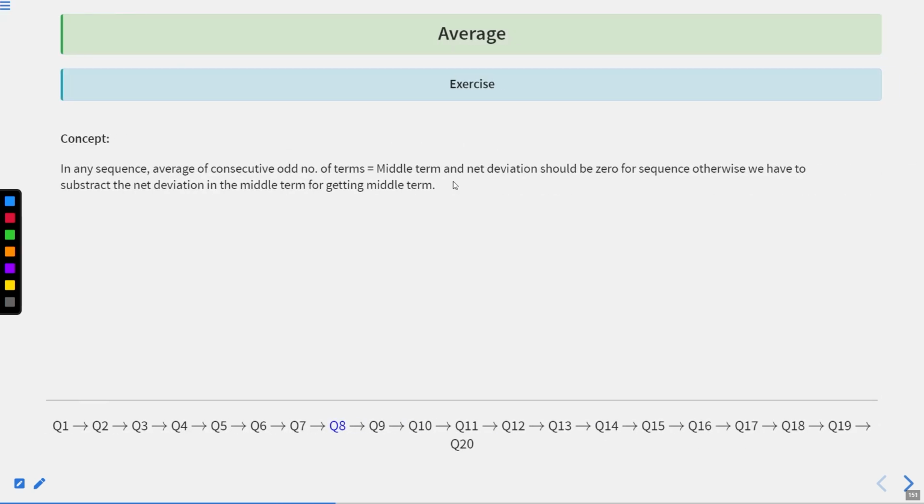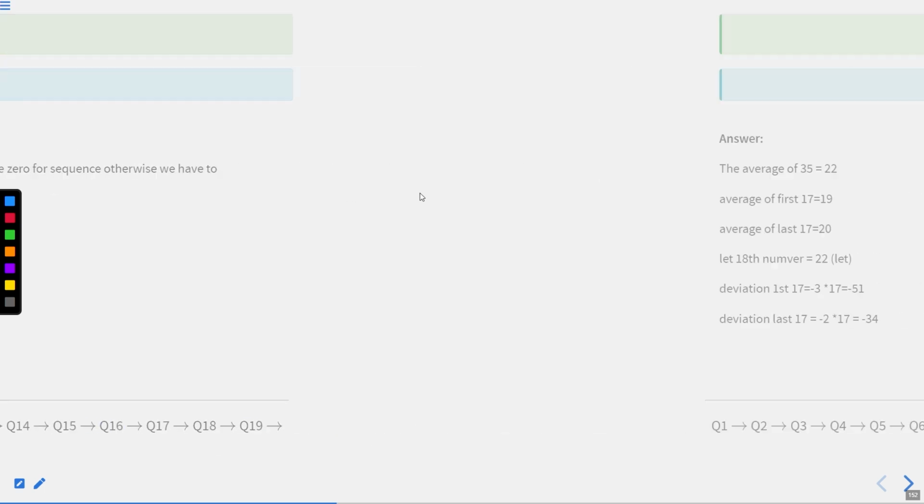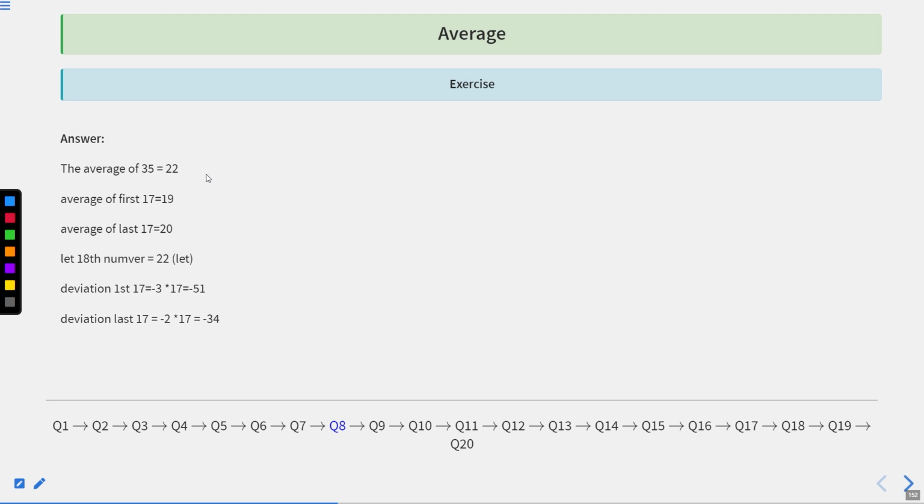The concept that will be used here is, in any sequence, the average of a consecutive odd number of terms is equal to the middle term, and the net deviation should be 0 for the sequence. Otherwise, we have to subtract the net deviation from the middle term to get the middle term. So moving on to the solution part.